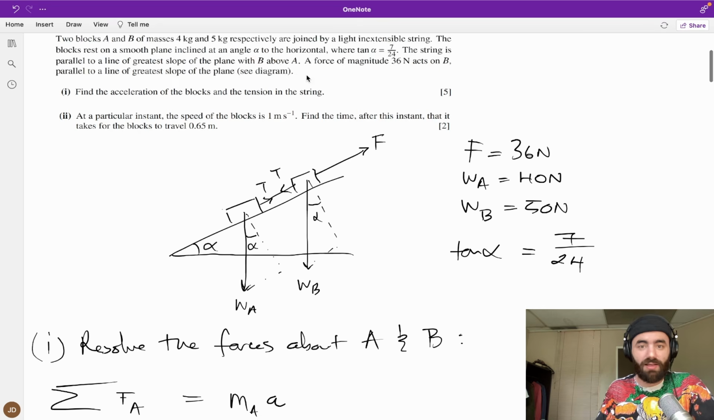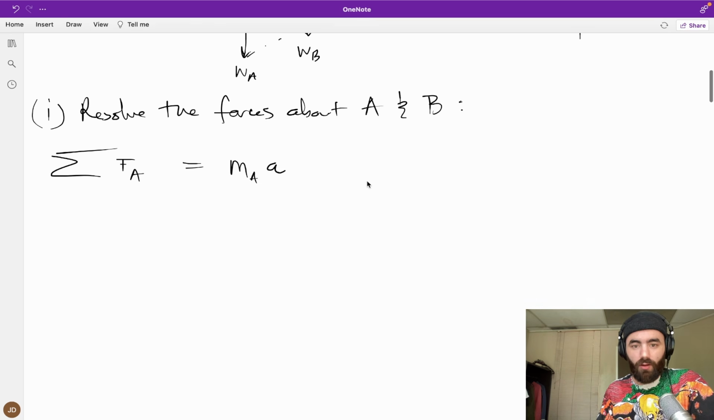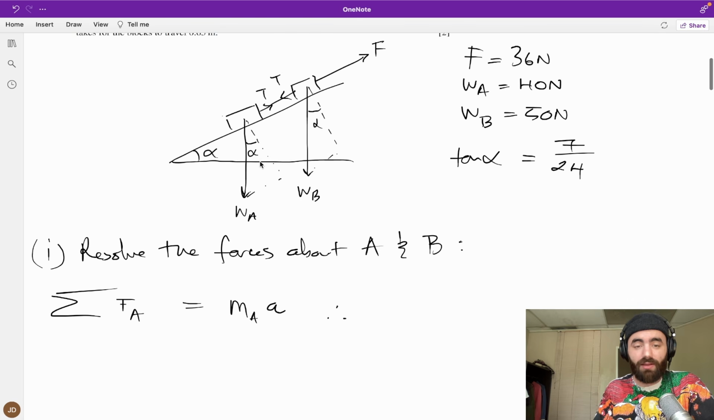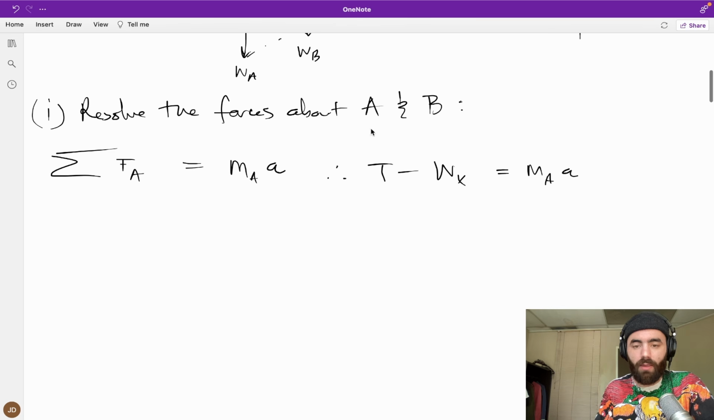Because it's an inextensible string, the whole system is going to be accelerating. So block A and block B will be accelerating at the same rate. Therefore, what is the sum of the forces acting on A? On A, we have the tension force acting up and the weight down the slope, and that's it. Tension minus the weight down the slope, which is Wx, equals the mass of A times a.